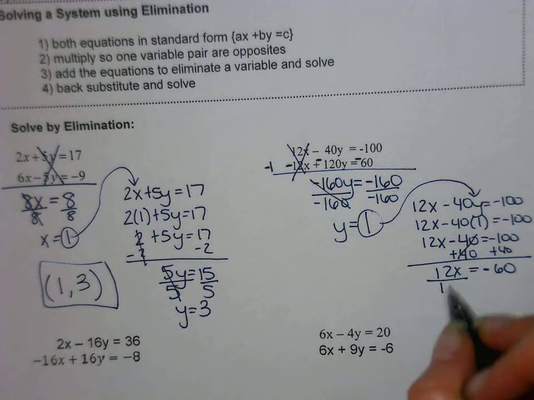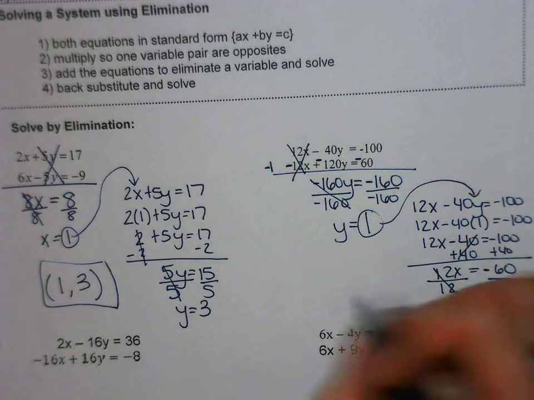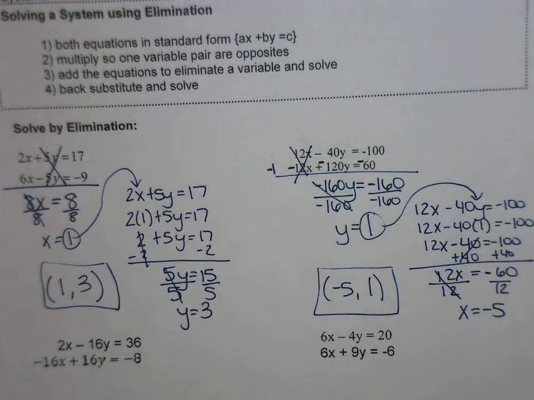So our last step would be to divide both sides by 12. So x equals a negative 5. So x is negative 5, y is 1. There's the solution to our system of equations. So let's look at 2 more examples.